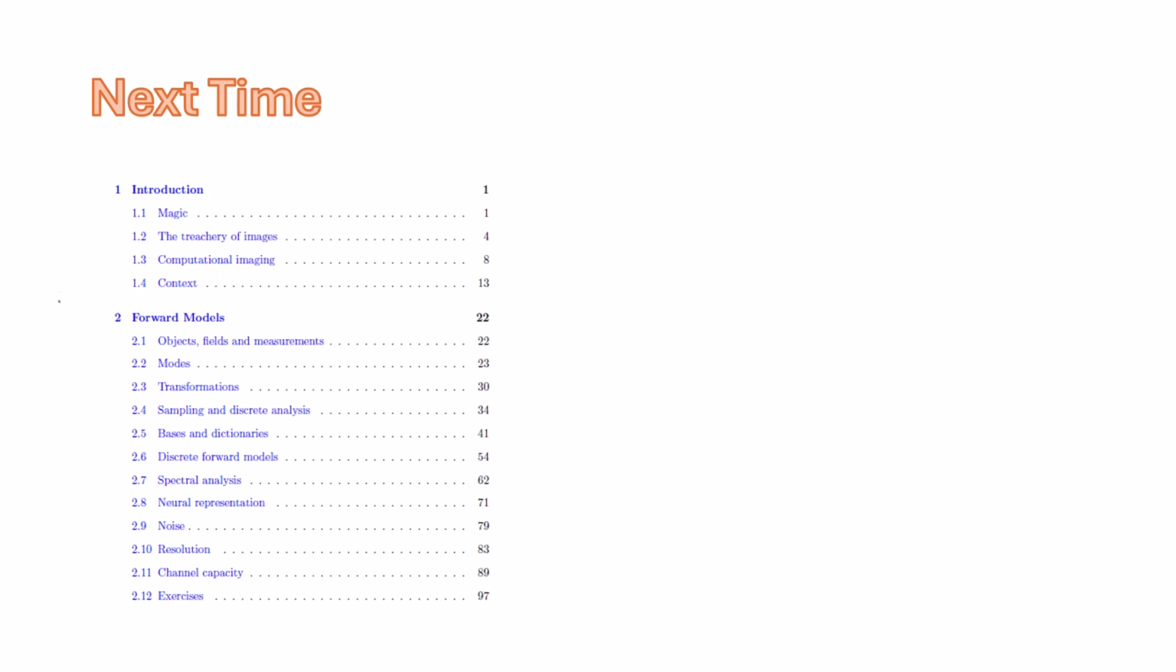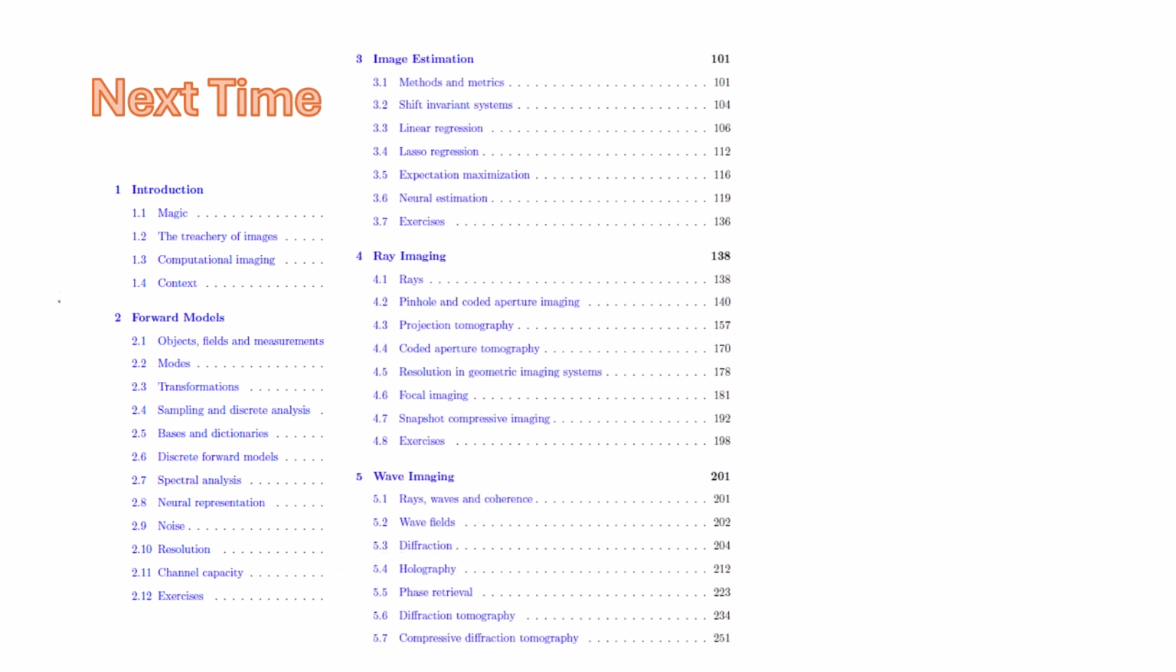The episodes have gone through about 7 to 8 episodes on each chapter. So the first chapters, episodes 1 through 11, covered forward models. The next 7 episodes, episodes 12 through 19, covered inverse problems and estimation. Then we went through geometric imaging and coded apertures in episodes 20 to 26. Episodes 27 to 34 went through wave imaging.